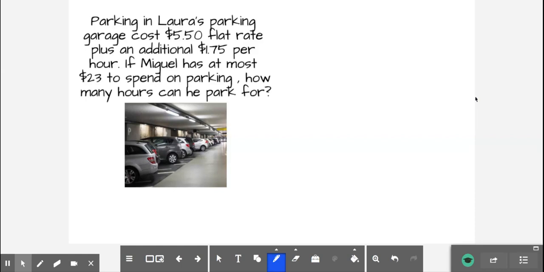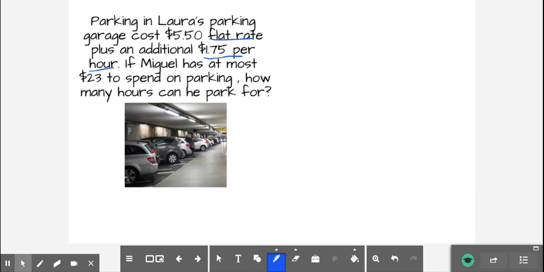For this problem, we have to start by writing an inequality. Parking in Laura's parking garage costs $5.50 flat rate plus an additional $1.75 per hour. If Miguel has at most $23 to spend on parking, how many hours can he park for?